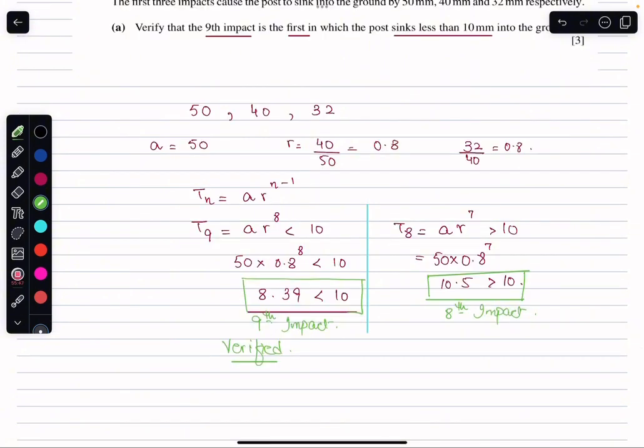After getting the lengths by which the post goes into the ground, on the ninth impact we can see that it is 8.39, which is obviously less than 10 millimeters. And just before that, the eighth impact gives us 10.5, which is greater than 10. So this verifies that on the ninth impact, for the first time, the post sinks less than 10 millimeters inside the ground. So this is verified.